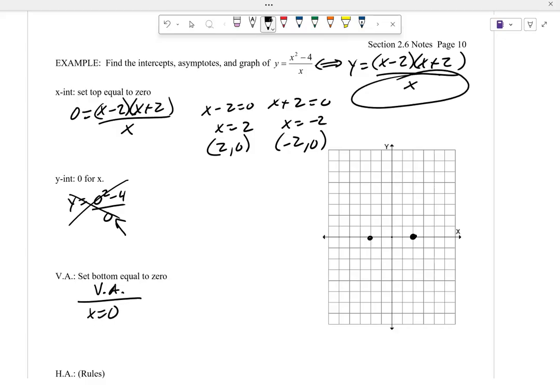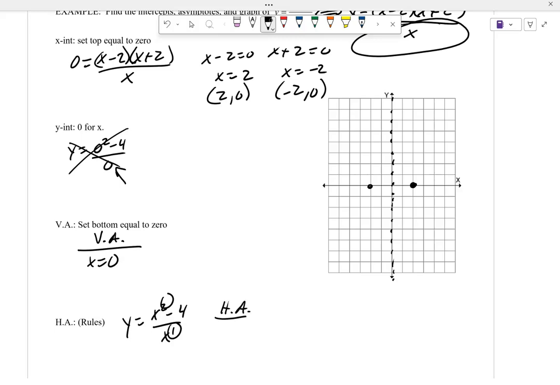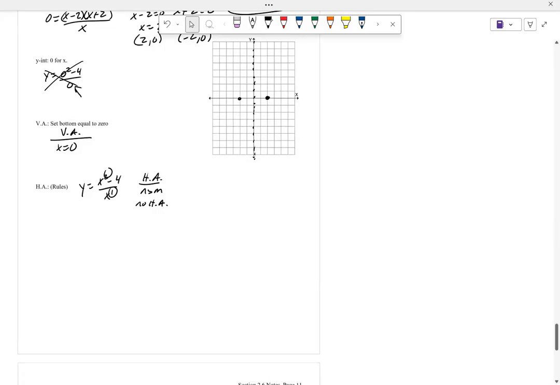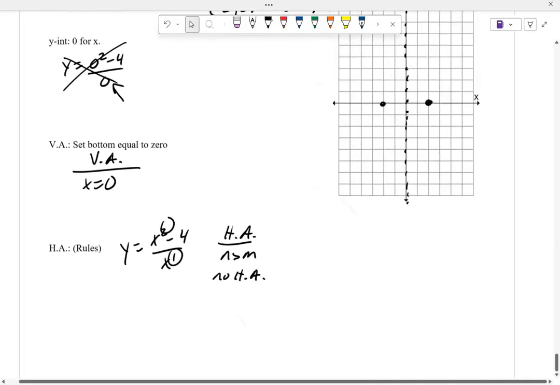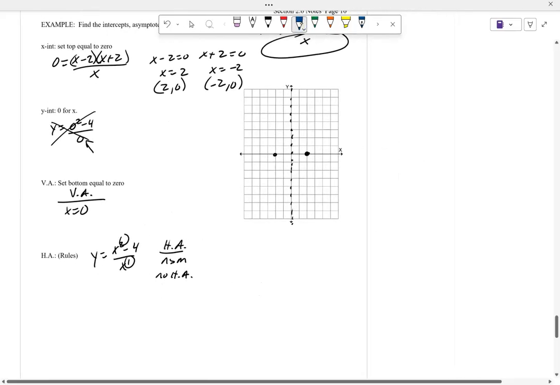Where's this thing undefined? Right down the middle. That's why we have no x value of 0, right? As far as the rules, degree of the top is 2, degree of the bottom is 1. If n is greater than m, 2 is greater than 1, there's no horizontal asymptote. And if it's only 1 degree bigger, then we have a slant asymptote because the degree is only a difference of 1.